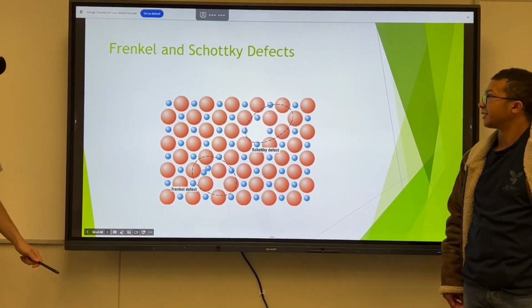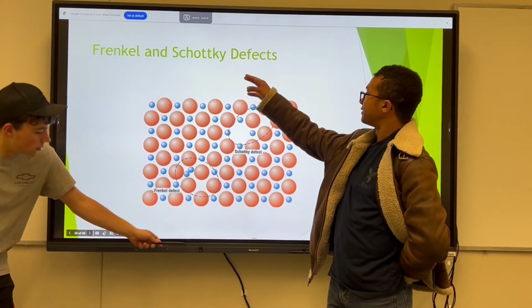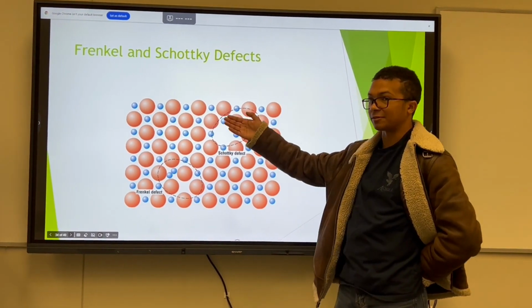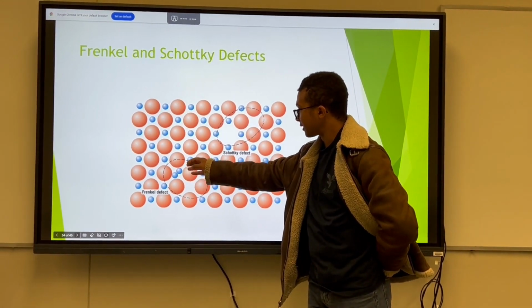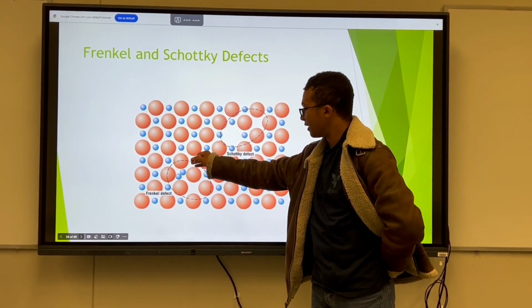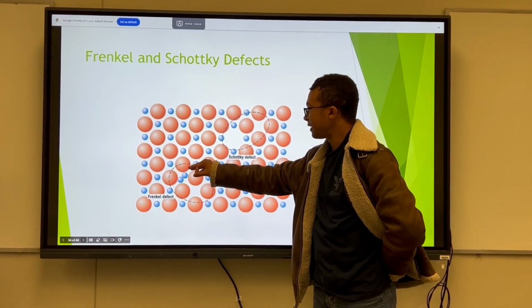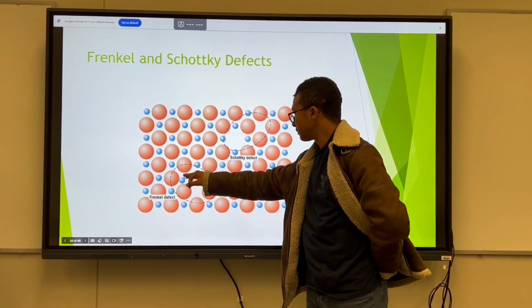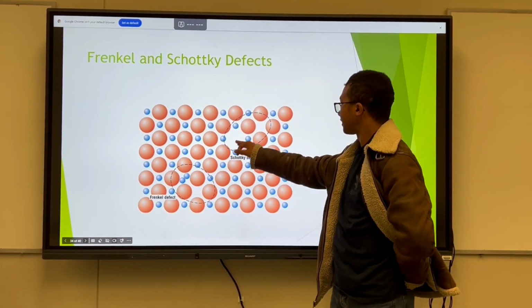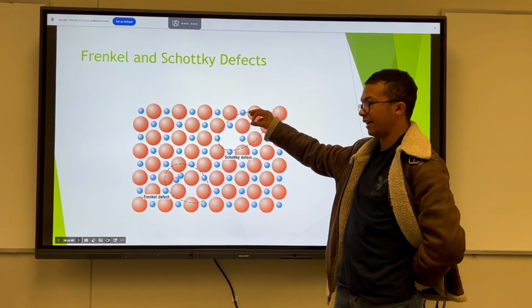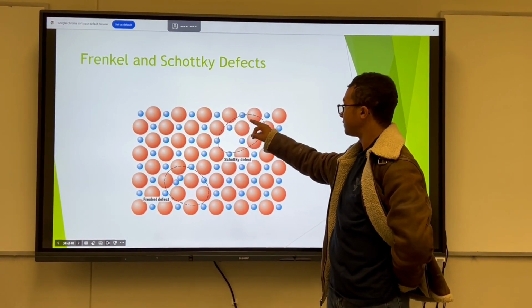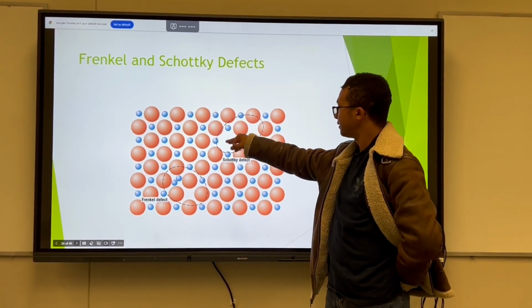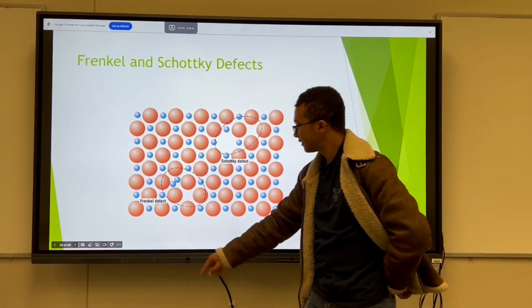Okay, so next up we have Frenkel and Schottky defects. This is a picture of what they actually look like. Frenkel defects is when you have a cation coming into an interstitial point and creating a vacancy there. Schottky defects are when you have a cation and anion both missing, so it still remains charge neutral, but you have this whole vacancy here.